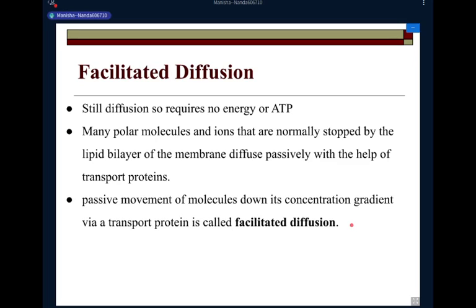Okay, so I hope all this is clear to you. That is the different types of passive transport. What is diffusion? What is osmosis? And then what is facilitated diffusion?